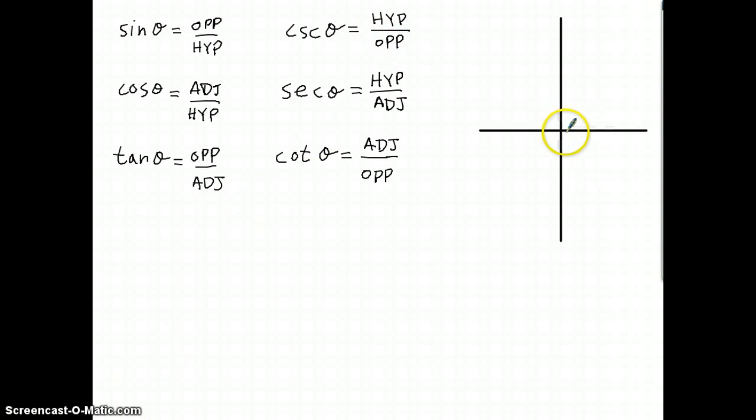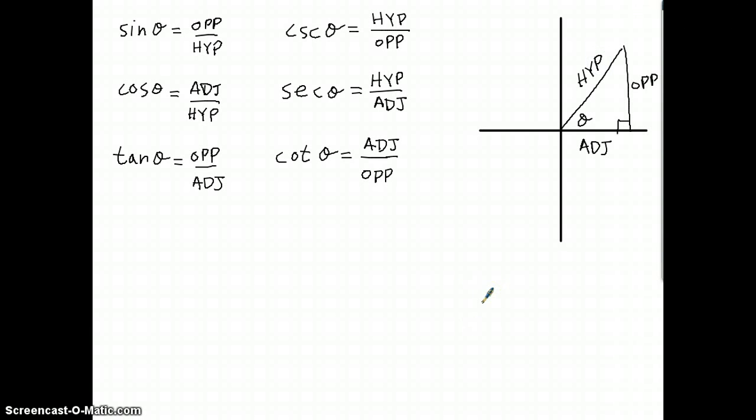So we're going to draw a triangle in the first quadrant here. And this is our theta value. And if this is theta, this side over here is opposite. This side over here is the adjacent side. And this side here is the hypotenuse.